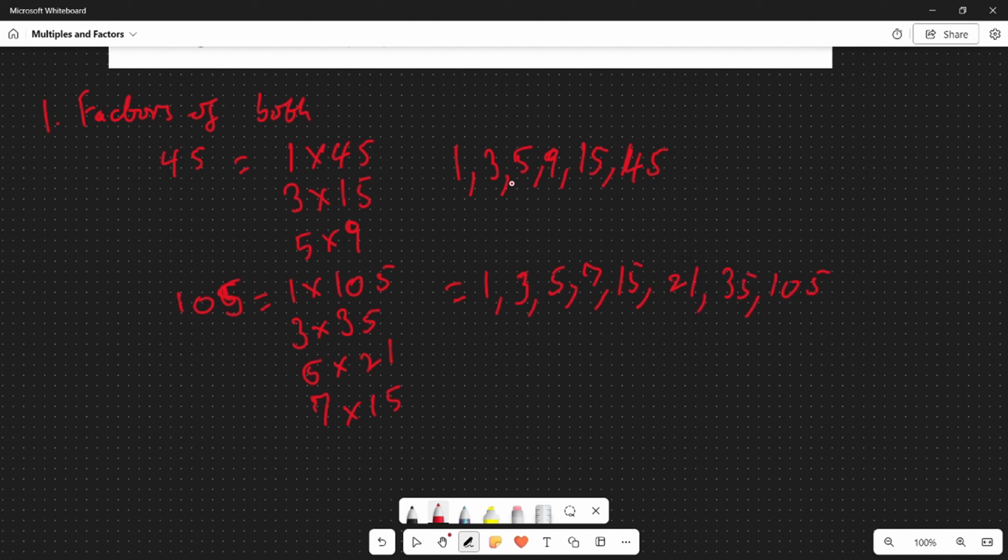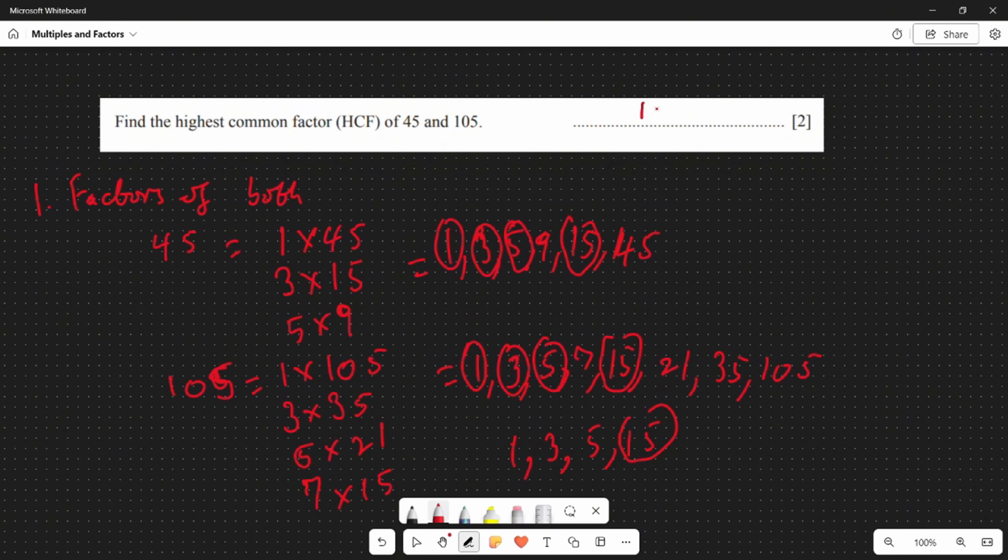So now that we have the factors of both 45 and 105, we then look for common factors. 1 is a common factor, 3 is a common factor, 5 is a common factor, and 15 is a common factor of both of them. So we bring them out. So the common factors are 1, 3, 5, and 15, and then we take the highest common factor, which is the highest one in quantity, which is 15. So the answer here is 15.